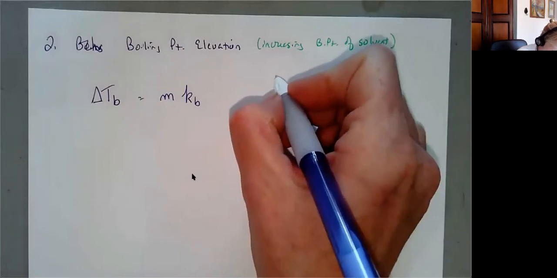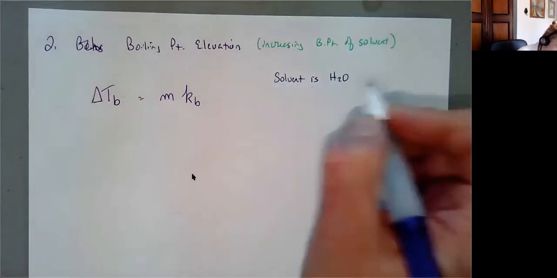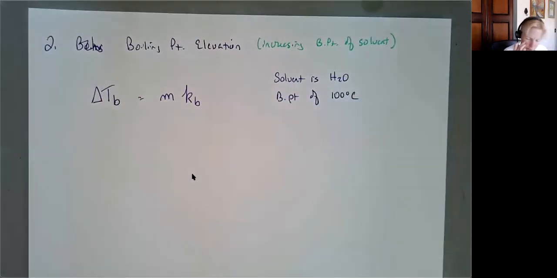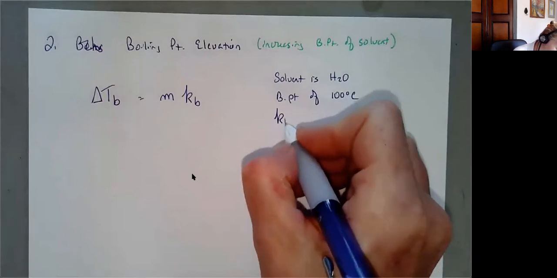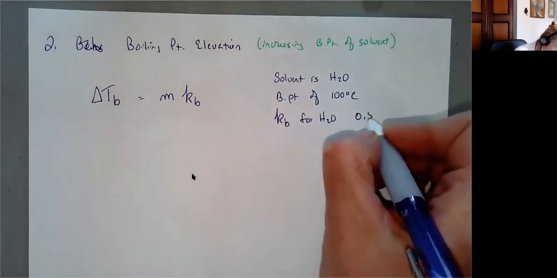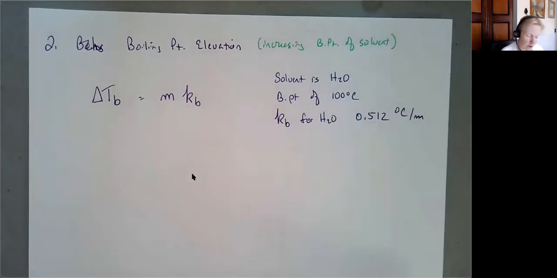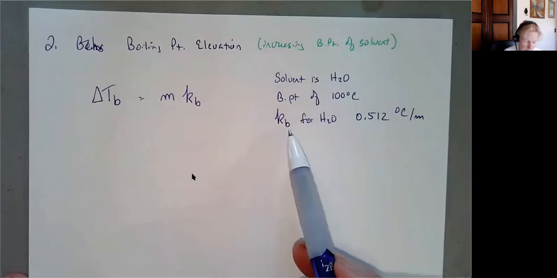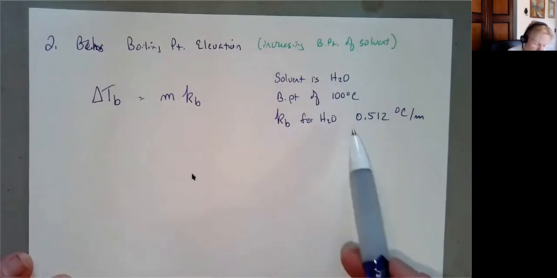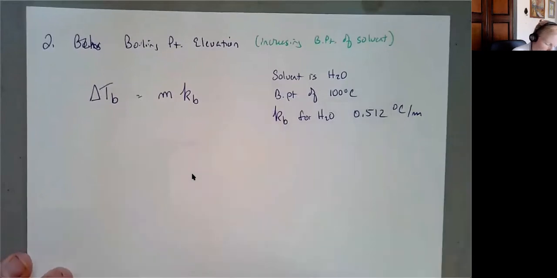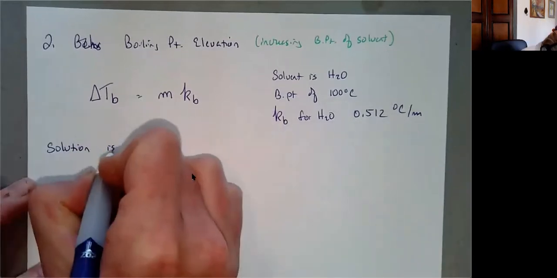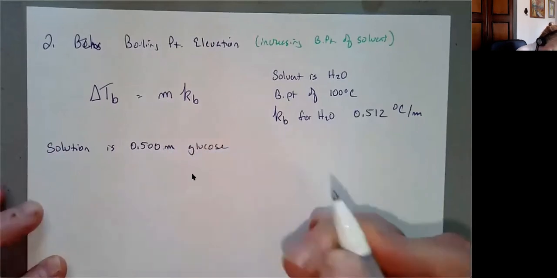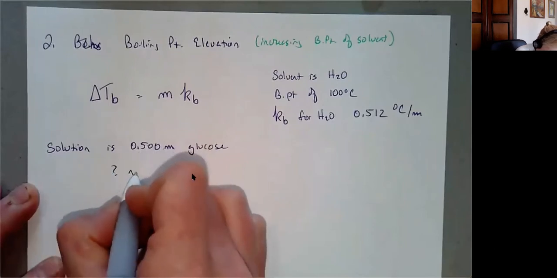So let's say my solvent is water again. Water has a boiling point of 100 degrees Celsius, so water will boil at 100 degrees Celsius. The constant for water is 0.512 degrees Celsius per molality. Now this is different, so my constants here are going to be different depending upon whether I'm looking at boiling point or freezing point. And boiling point is usually less. You're going to have less of an effect. Say my solution is a 0.5 molality glucose solution, and I want to know what is the new boiling point.